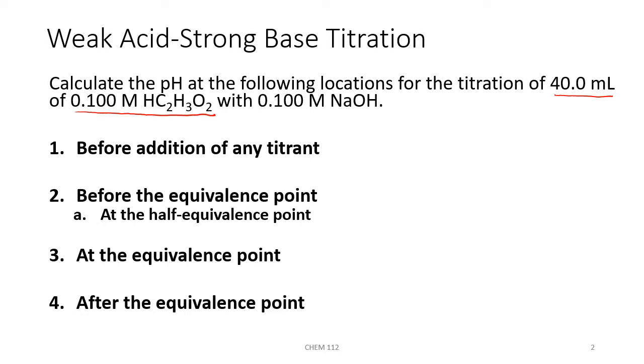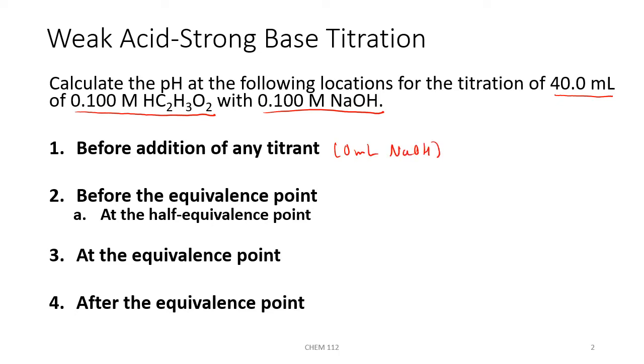Acetic acid is a weak acid, and we're going to titrate it with 0.1 molar sodium hydroxide. In our last example, we also used 0.1 molar sodium hydroxide. So we would have our acetic acid in the Erlenmeyer flask, our sodium hydroxide in the burette, and we would slowly be adding our sodium hydroxide drop by drop to our acetic acid. We want to calculate the pH before we add any titrant, so that would be 0 milliliters of sodium hydroxide.